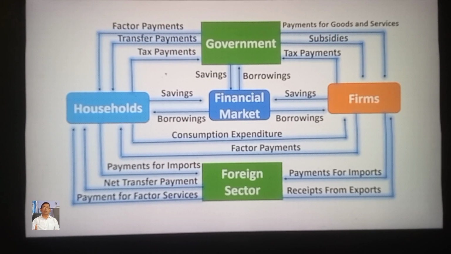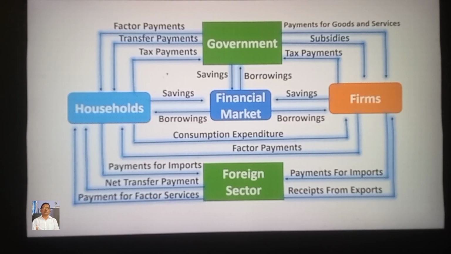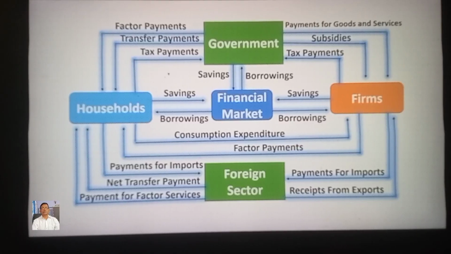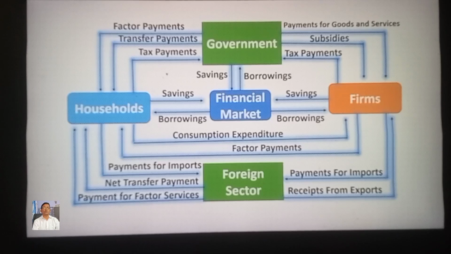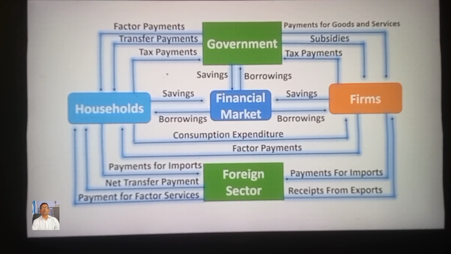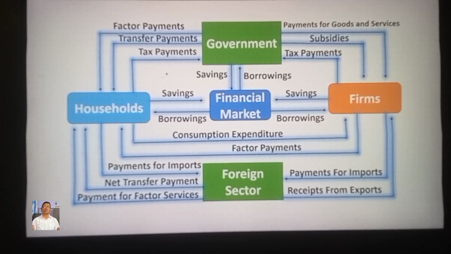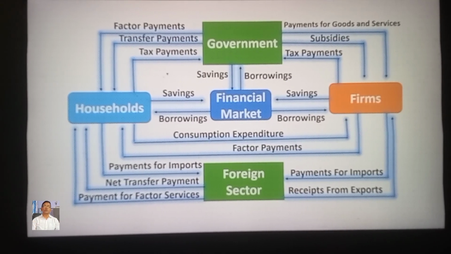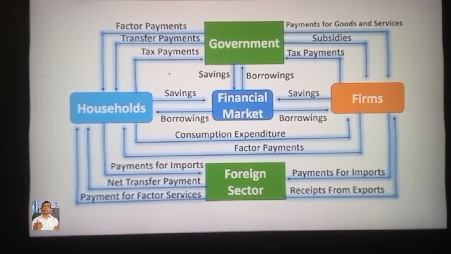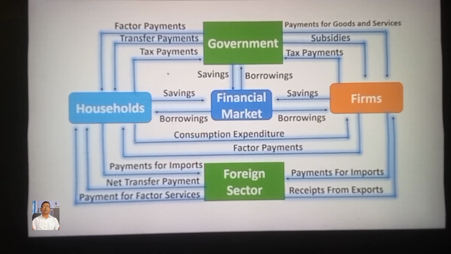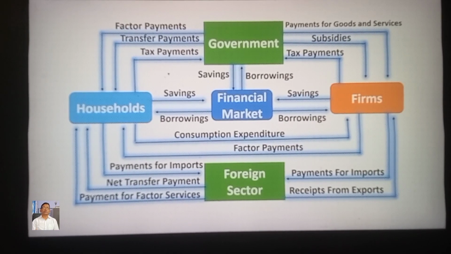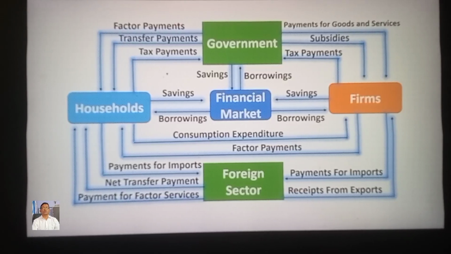The household sector spends its earned income on payments for goods and services purchased from firms, payments for imports and tax payments to the government. The firms receive revenue for the sale of goods and services from the government, households and foreign sector. They also receive subsidies from the government to produce goods and services. The firms make payments for taxes to the government, factor services to the households and imports to the foreign sector.